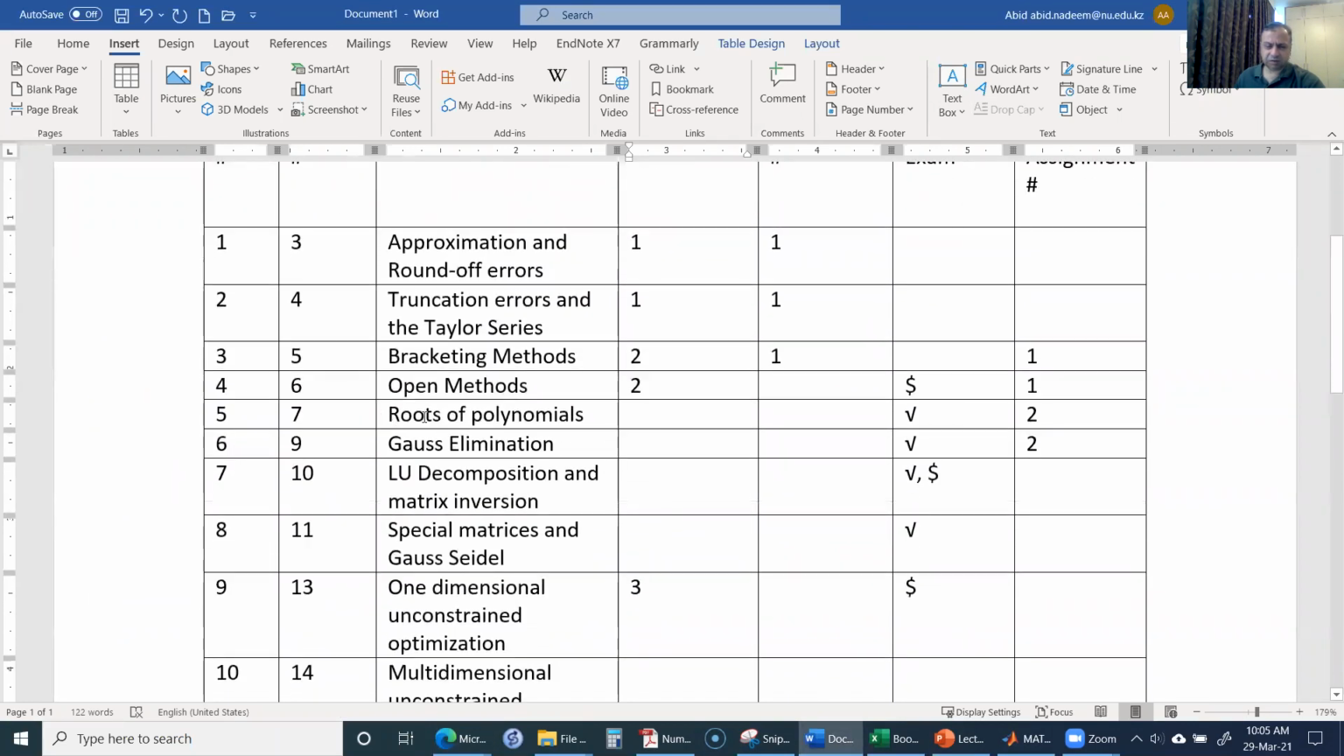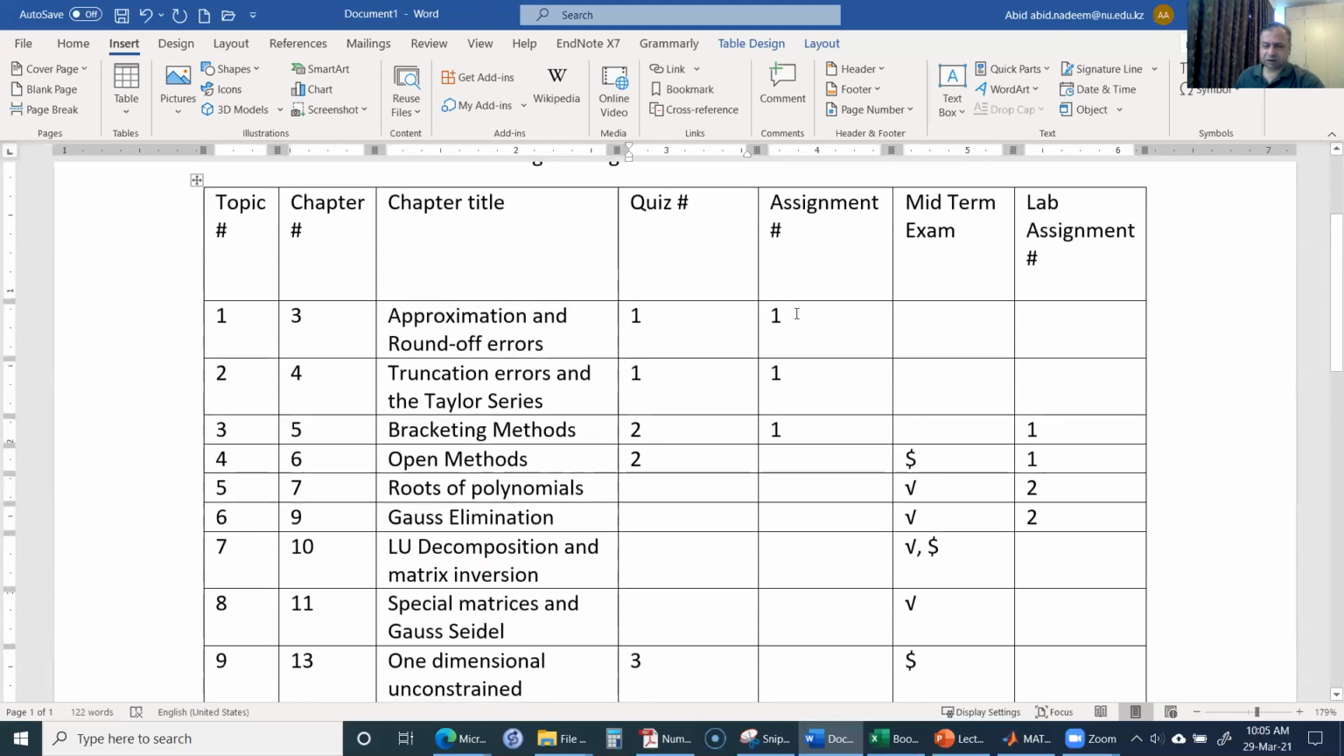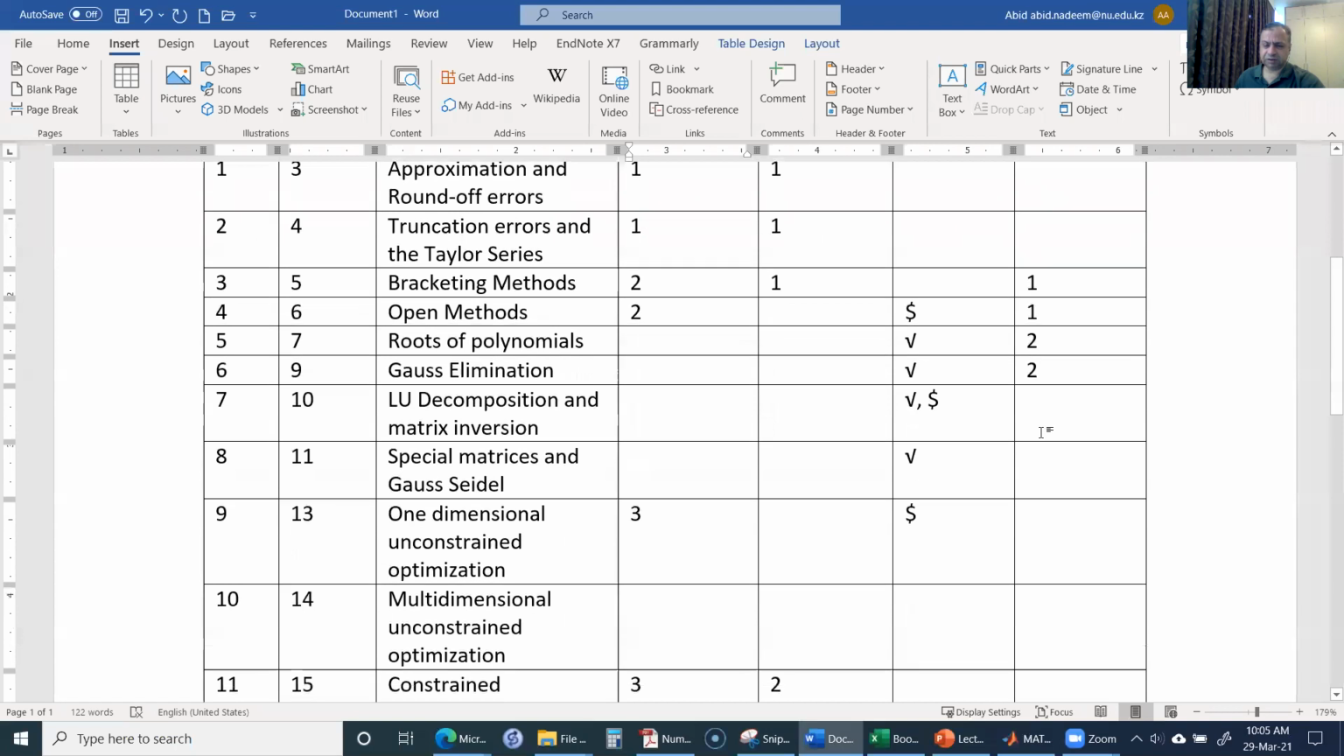From chapter number 7 up to chapter number 11, we covered it in the midterm exam. Okay, and in the midterm exam, we also covered some other topics like numerical questions from the open methods and LU decomposition. In the assignments, we covered the numerical questions from the approximation and round off errors, truncation errors, bracketing methods. And in the lab assignments, we covered these topics.